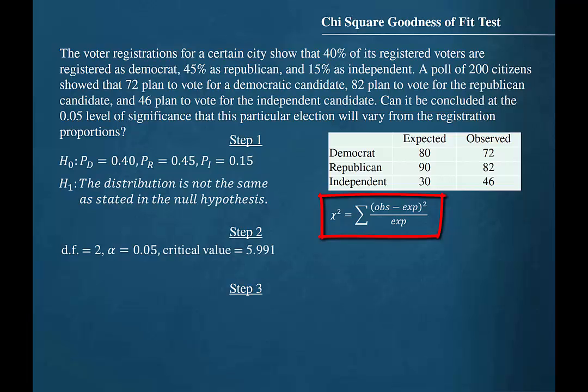If the chi-square value is greater than the critical value, then we should reject the null hypothesis. Performing this calculation for each category, we find a chi-square test value of 10.044. Step 4 is to make a decision. Since our chi-square value is greater than the critical value, we should reject the null hypothesis.